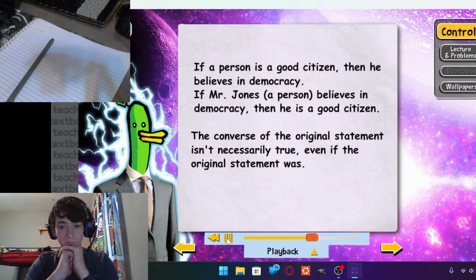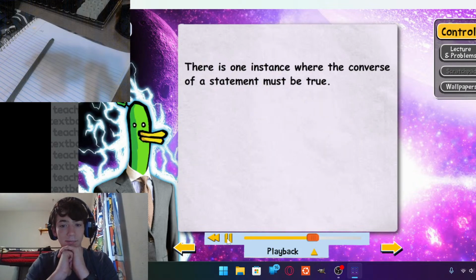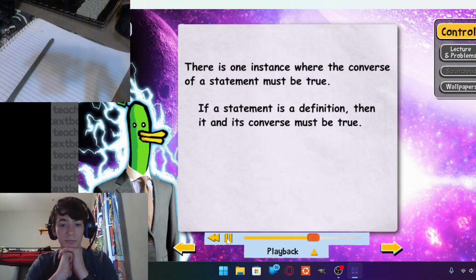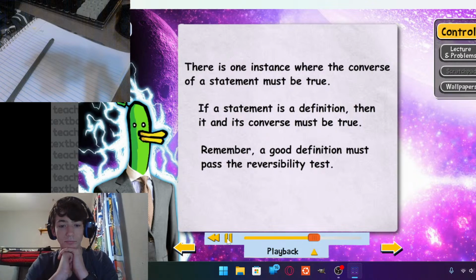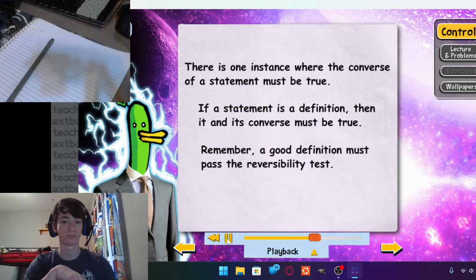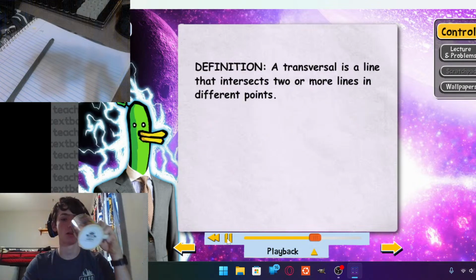Now, there's one case when the converse of a statement should also be true. And that's when the original statement is a definition. And remember, the test of a good definition is whether it's reversible. And just to refresh your memory, let me put up an example of a definition and then show you the reversed version. Here's the definition.